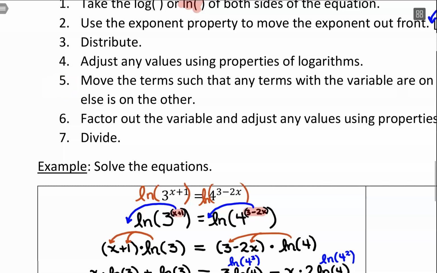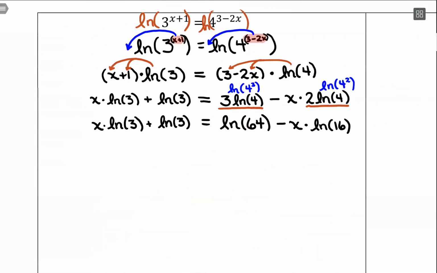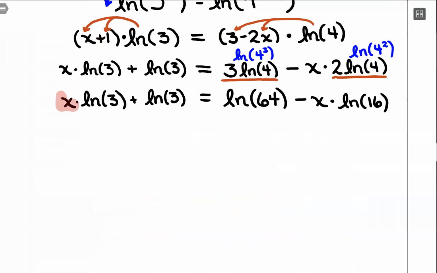Now we're at step 5 here. And this step is exactly what we do with linear equations when we have x on both sides of the equation. The idea was to get everything with x to one side and everything else to the other. So that's what we're going to do here. Any terms with x we're going to put on one side of the equation and all the other values go to the other side. So my terms with x that I want to put together, I have this x times natural log of 3 and this minus x times natural log of 16. I'm going to go ahead and take the step of moving that term over to this left-hand side, mostly because I like to add things and make them positive.